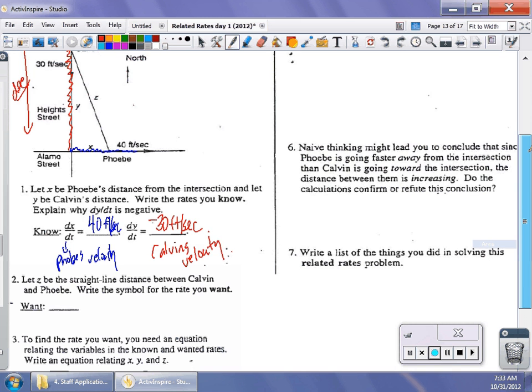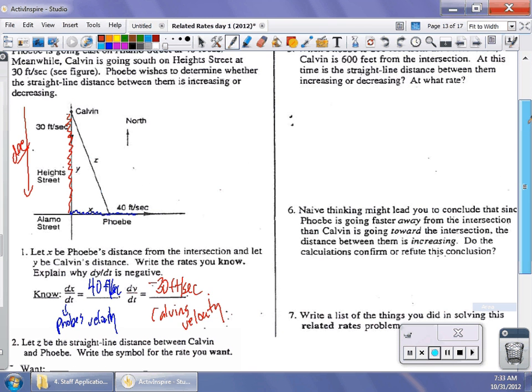Now, what we're interested in this problem is Phoebe wishes to determine whether the straight line distance between Calvin and her is decreasing or increasing. Now, if we want to determine whether a value is increasing or decreasing, one way we can determine that is to know whether the first derivative is positive or negative. If the first derivative is positive, something is increasing, and if the first derivative is negative, something is decreasing.